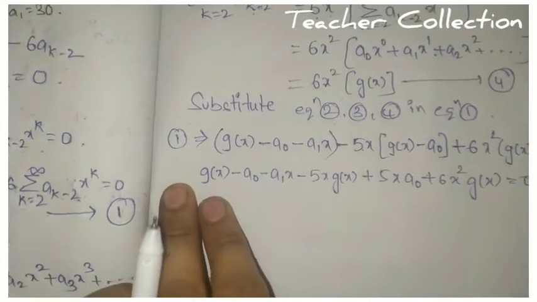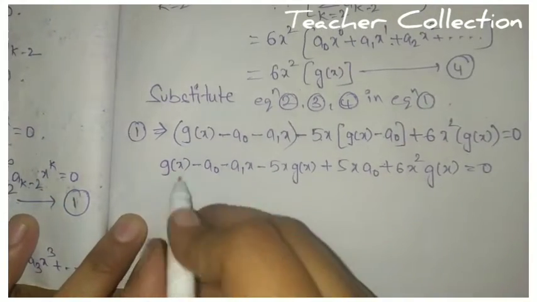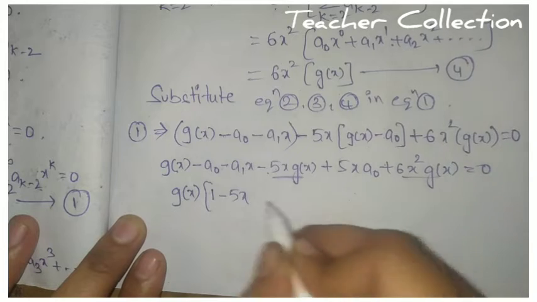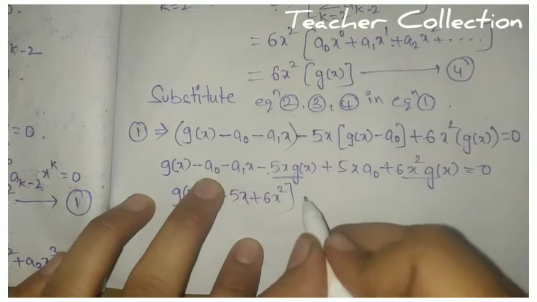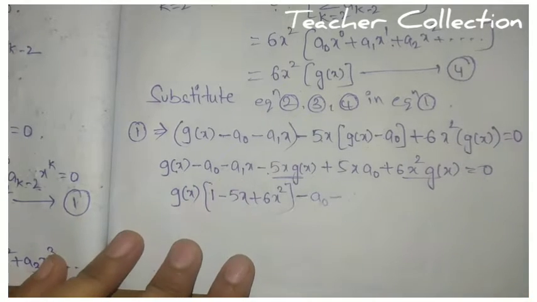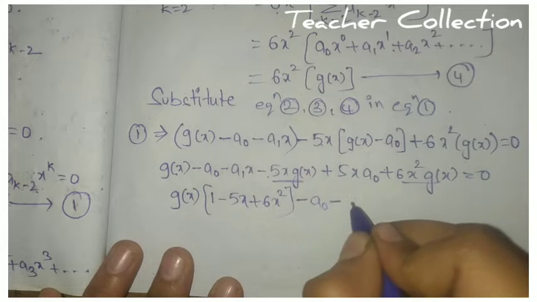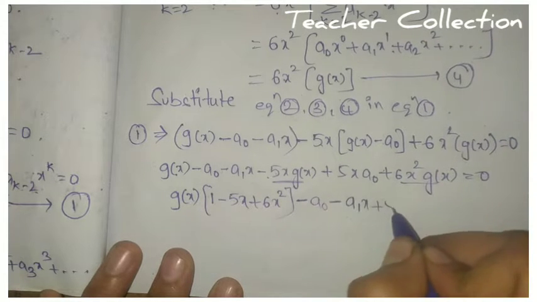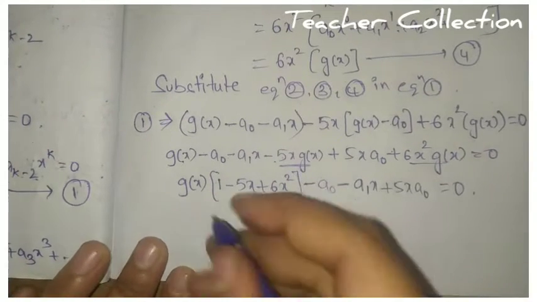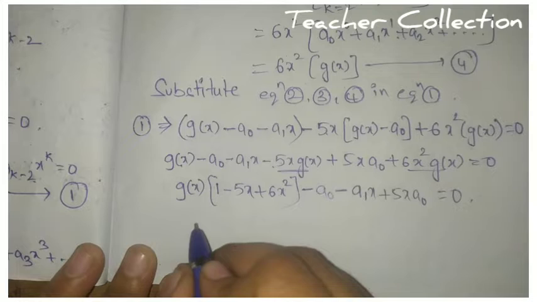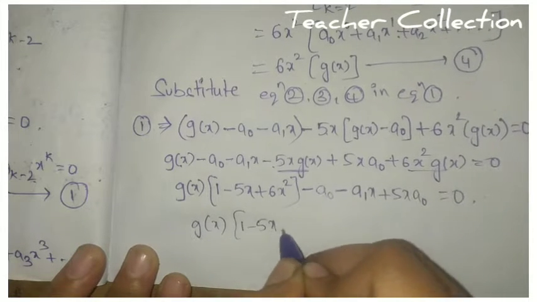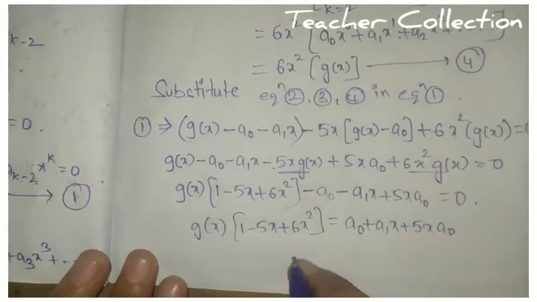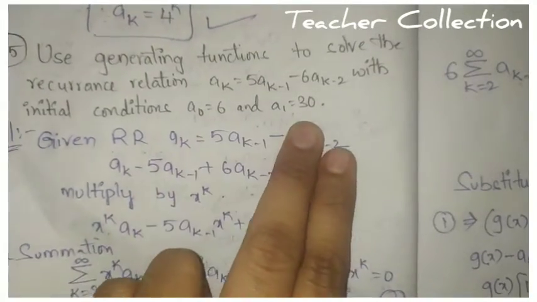Now from this equation I am taking g of x common. So g of x, here we will get 1, here minus 5x, here plus 6x squared. Now the remaining terms are minus a naught minus a1 x plus 5x a naught is equal to 0. Now I am taking all these terms to this side. So we'll get g of x into 1 minus 5x plus 6x squared is equal to a naught plus a1 x minus 5x a naught.